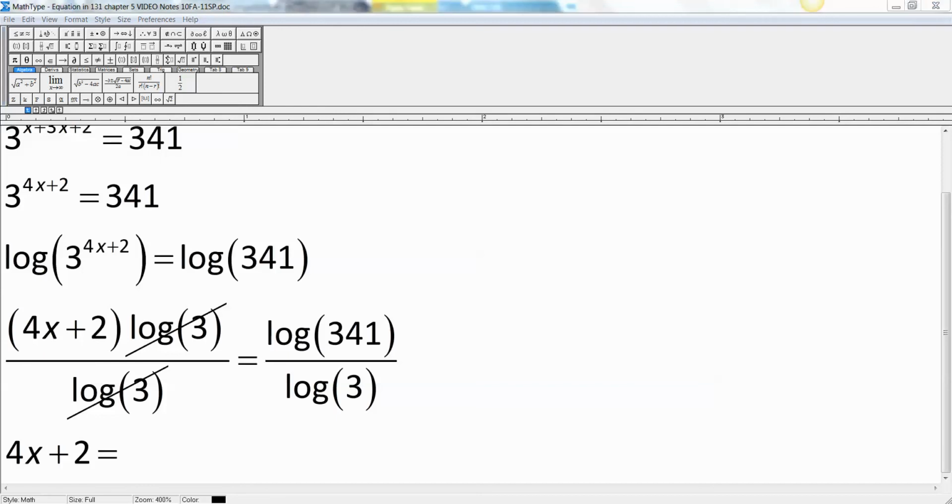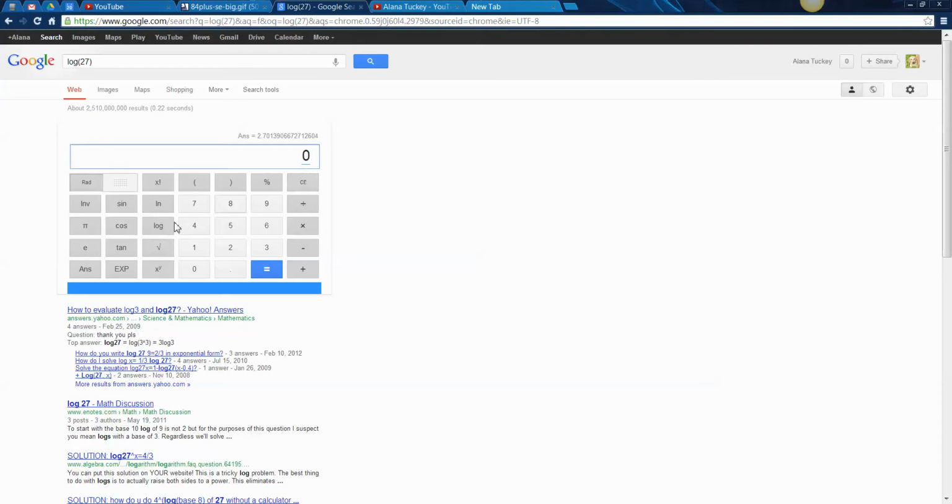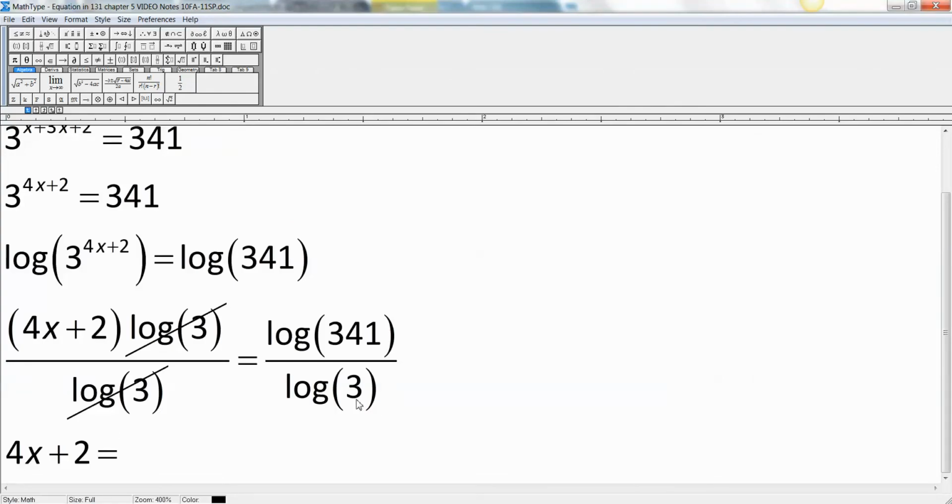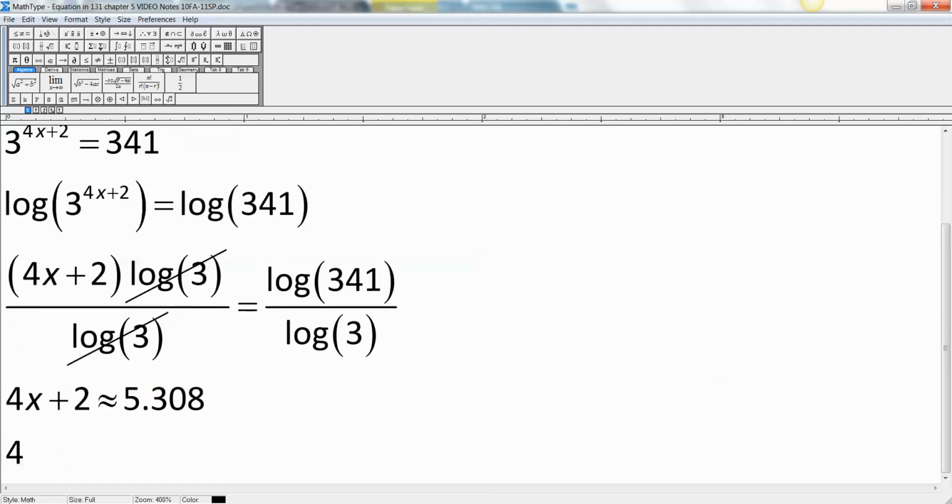So let me find that with a calculator here. So clear. I just Googled this, by the way. All right, so let's see. The log of 341, close my parentheses, divided by the log of 3 equals, or enter on the calculator, 5.308. It's squiggly equals because we've approximated at this point. That's okay. 5.308. And now you just subtract 2 and divide by 4 and you'll be golden, right?